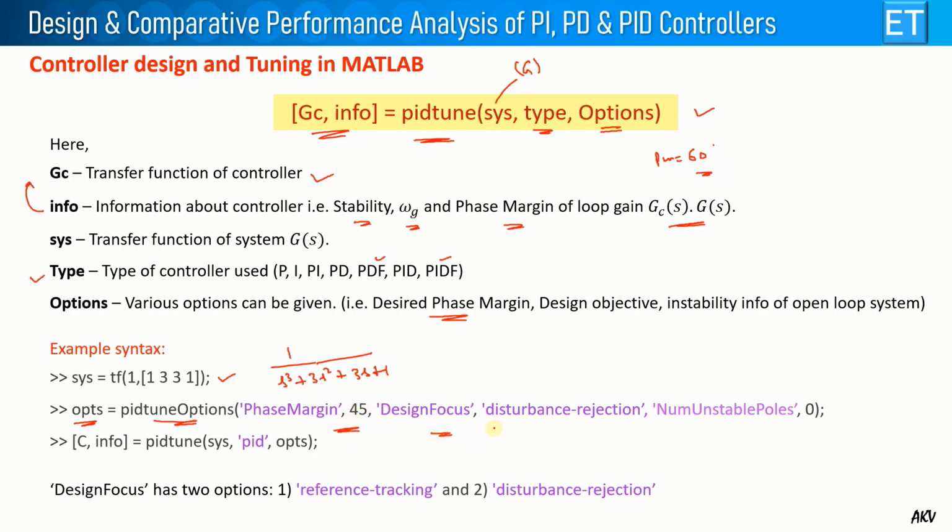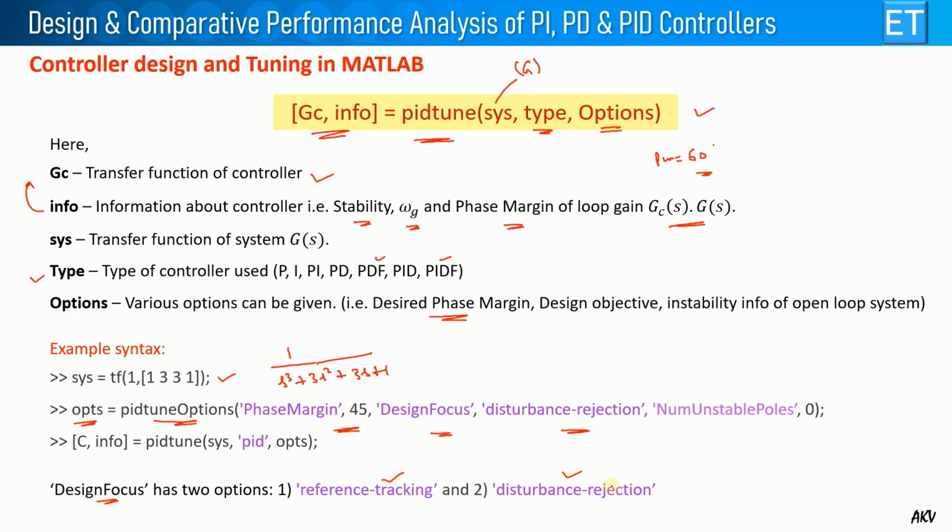And the design focus is defined as disturbance rejection. Actually, it has two options. One is reference tracking and the second is disturbance rejection. The default is reference tracking. Reference tracking means that your output is following the reference point. This is a very common type of control action, such as used in, let's say, an air conditioner or heat control in an oven, where you set some reference point and your output follows that reference point. That is known as reference tracking.